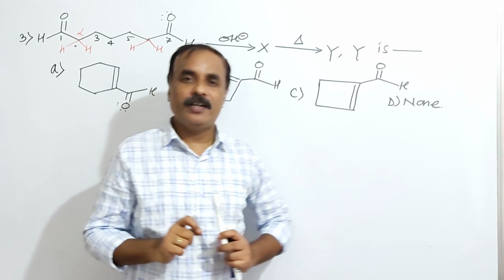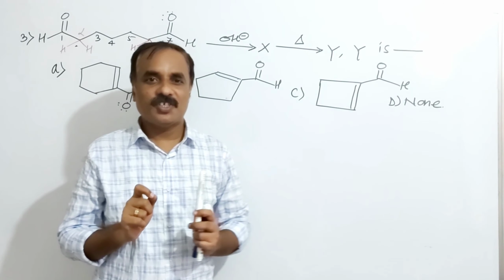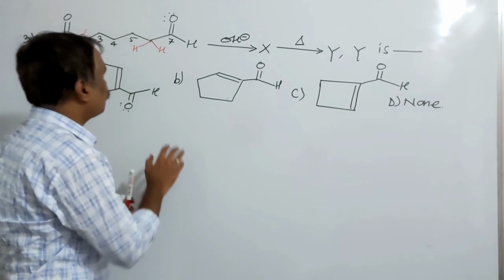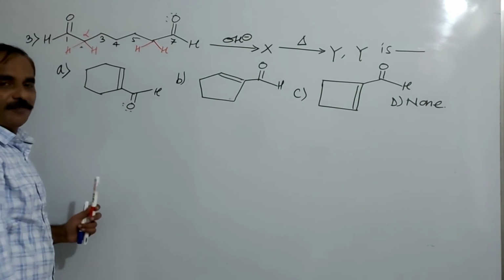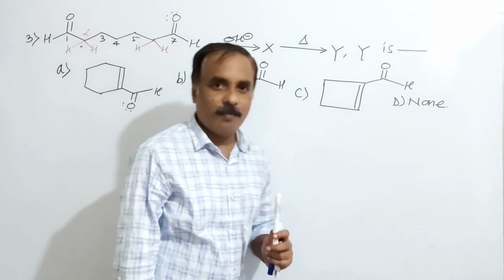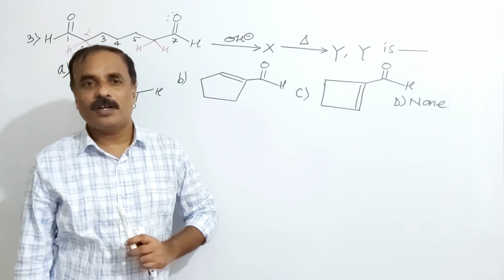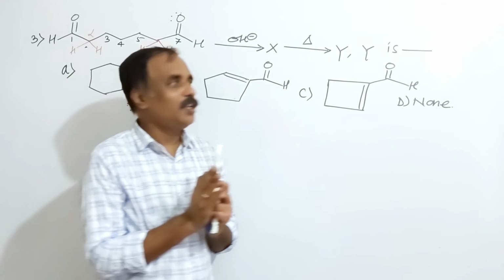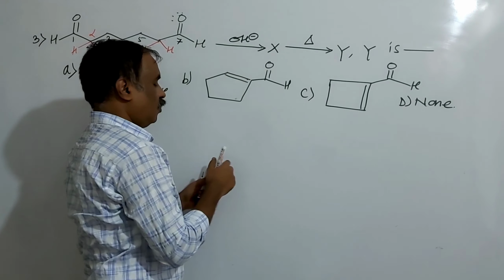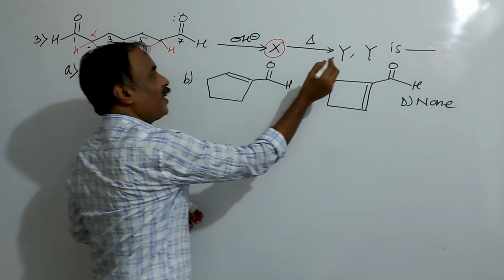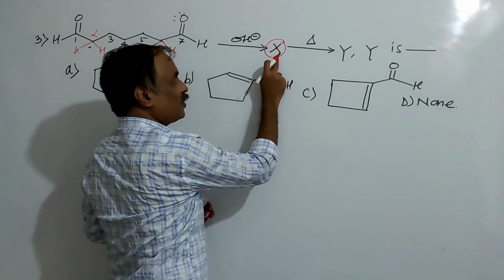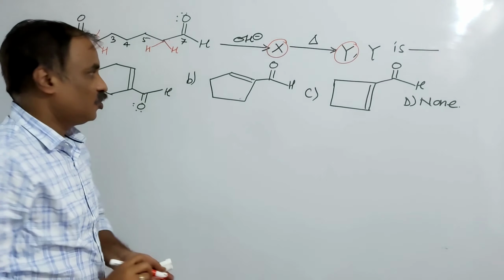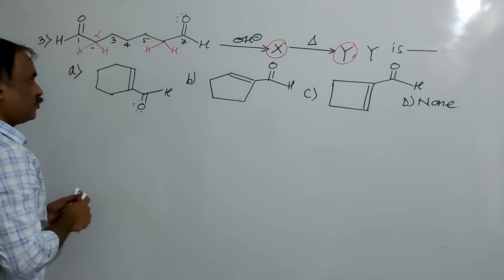Three types of aldol condensation reactions are there. Number one, simple aldol condensation. Number two, crossed aldol condensation. And number three, intramolecular aldol condensation. So here it is intramolecular aldol condensation, and the given multiple choice question is an example of it. Then how to solve this? First we have to identify X, and then what is Y? When this X is heated, we get Y. But what is X? So this is the mechanism.